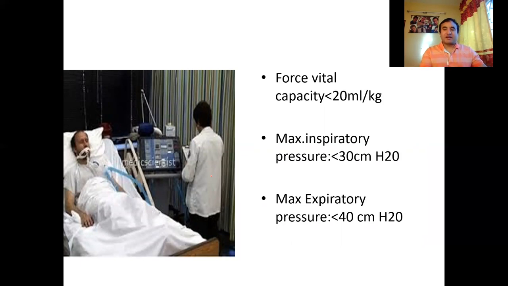But this pocket-held spirometry may not be available in the ward. That's why we need to monitor them by doing a simple bedside test, like the single breath test. Okay, so the take-home message for today's presentation is that Guillain-Barré syndrome is one of the most common causes of acute flaccid paralysis in adults. So always suspect GBS in each and every patient who presents with acute flaccid paralysis.